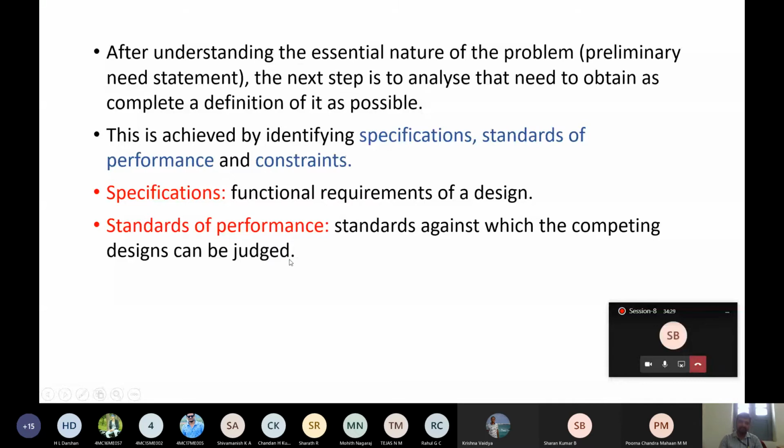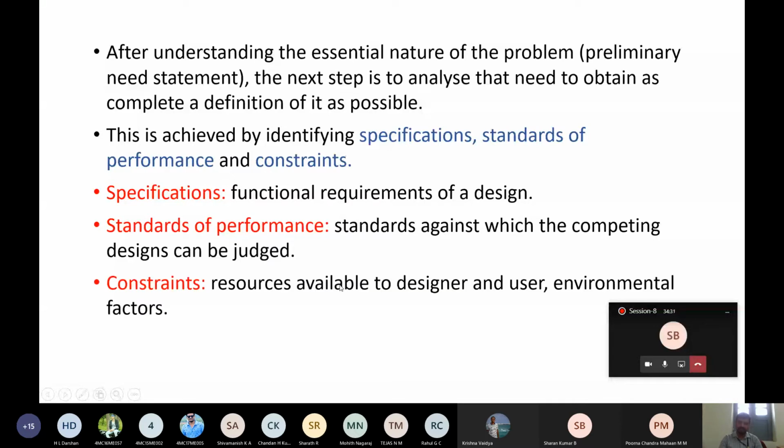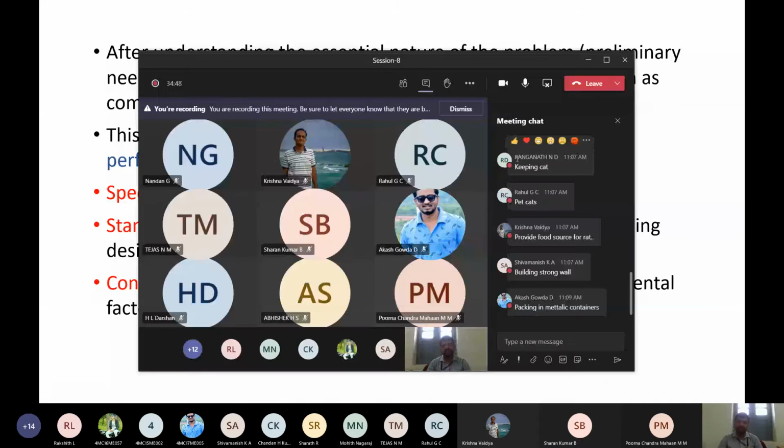Next, resources available to designer and user. As a designer or as an engineer, you are worried about resources. For a designer, or for any company, resources are the 3 M's. Which are the 3 M's which mechanical engineers are worried about? Man, machine and money. So these are the resources.